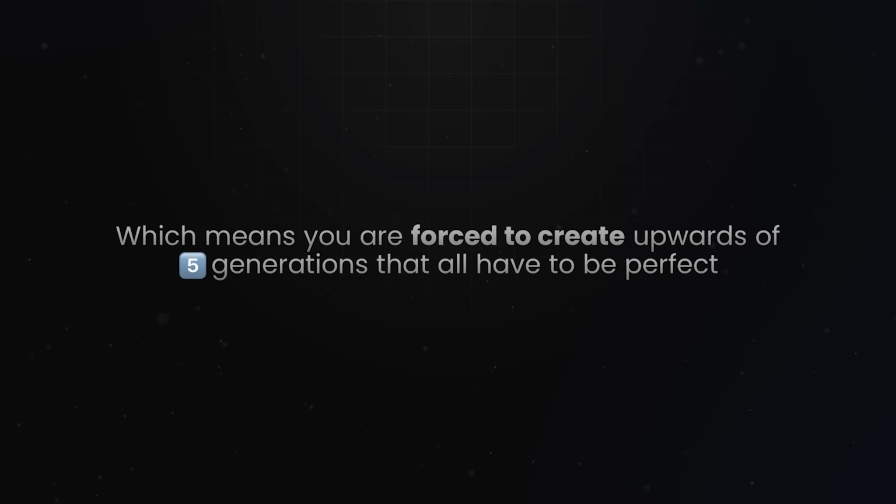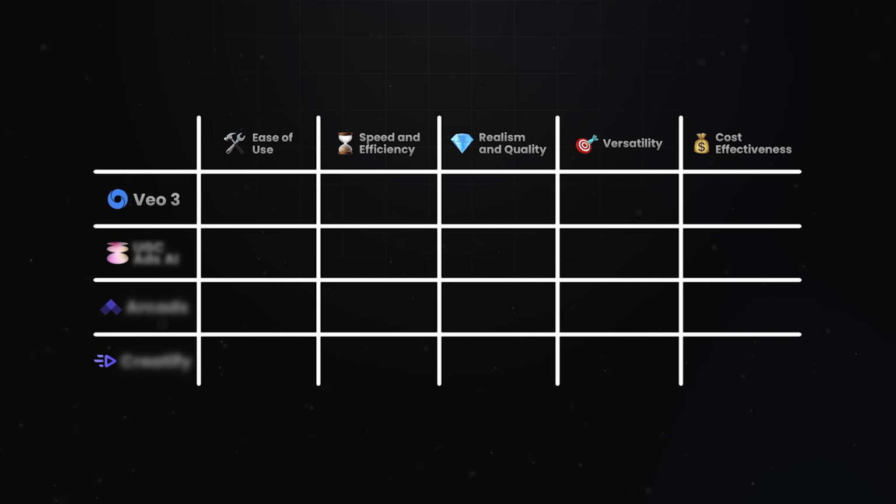And even then, you can only produce videos with a limit of 8 seconds, which means you are forced to create upwards of 5 generations that all have to be perfect if you want a decently long video. We'll come back to this when we get to speed and efficiency, but for now, in terms of ease of use, VO3 gets a decent rating.